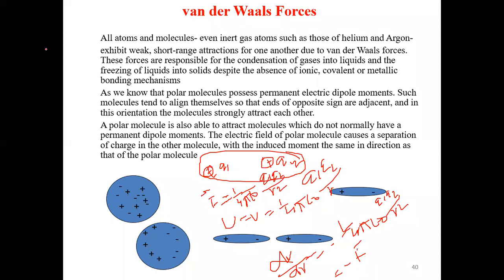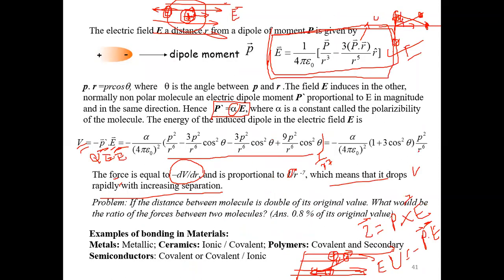So we have already proved that the force behind the formation of the secondary bond is a weak force, which is van der Waals force, and which is proportional to 1 by r to the power 7, or it is proportional to r to the power minus 7. Okay.